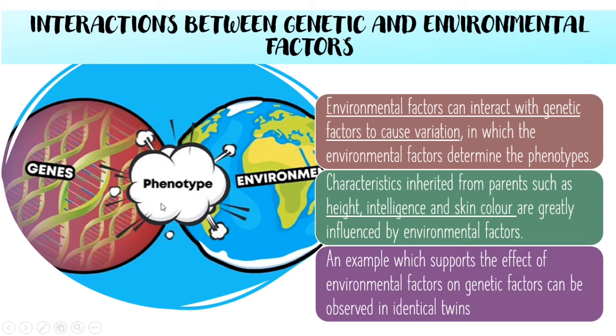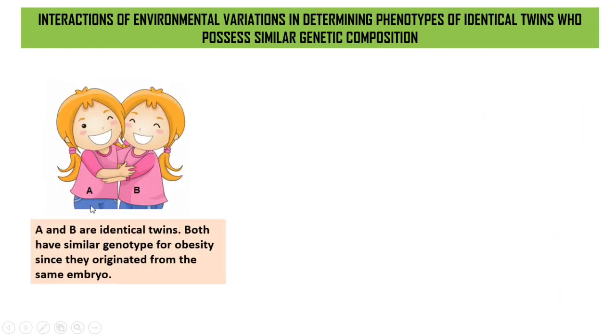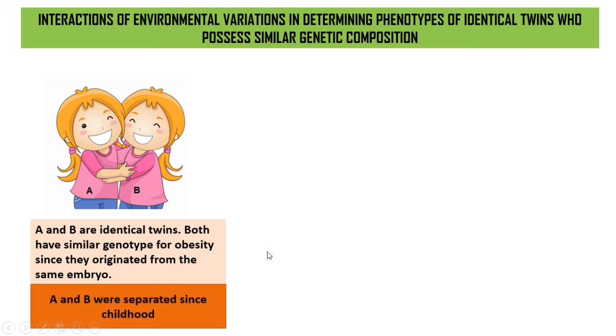So, for example, A and B are identical twins. Both have a similar genotype for obesity since they originated from the same embryo. A and B were separated since childhood. Okay, kembar ini kembar seiras tetapi kembar ini telah terpisah. After 18 years, look at the picture.